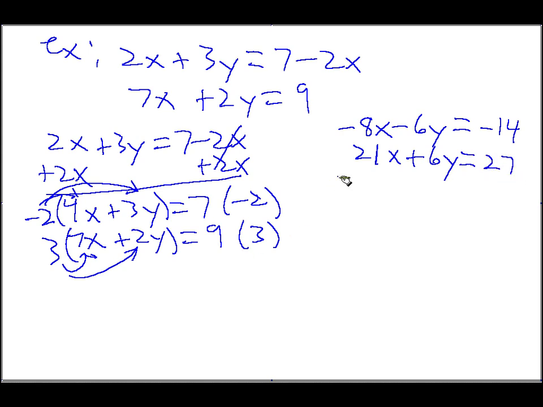Now I can simply add them vertically, the y's drop off, and what is negative 8x plus 21x? It's 13x, equal to, well, that's also 13 right here. So therefore, x is equal to 13 divided by 13, which is 1. Not too bad.